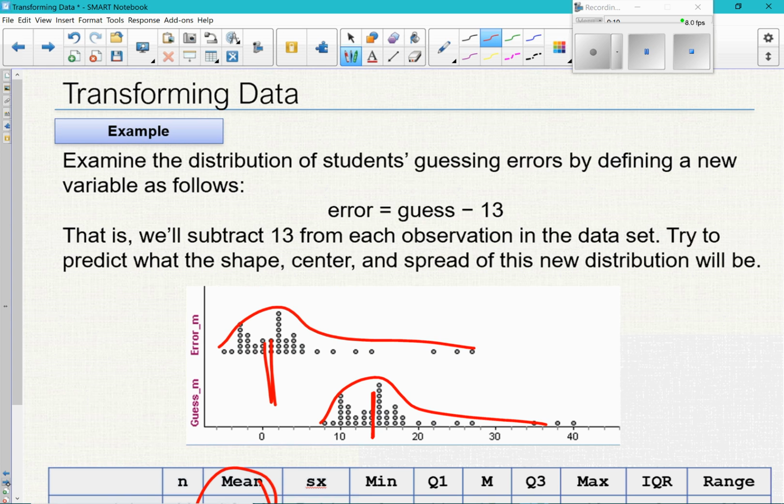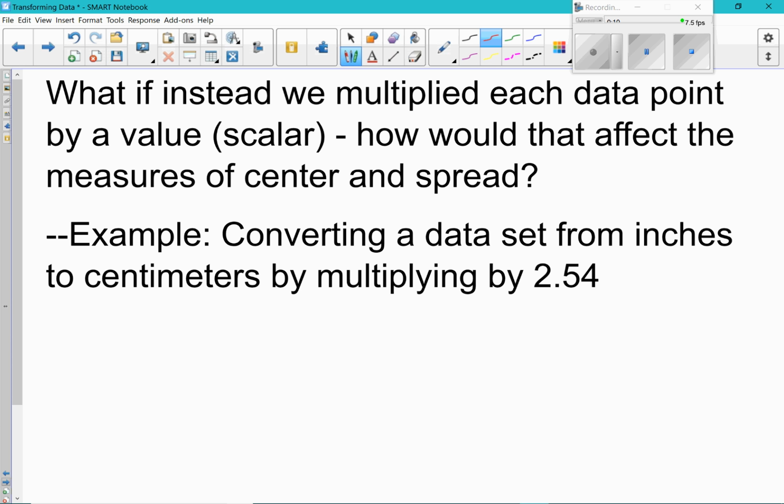Now, what happens if we multiply by a number? And this is really, really common, probably more so than simply adding or subtracting a value to the data set. And that's called multiplying by a scalar. If you multiply by a non-zero value, so you multiply by 0, it ruins everything. But how would multiplying by a number change the center or spread? A really good example would be if I measured something in inches and I need to now convert it to centimeters. How does the spread and the center change as a result of that?